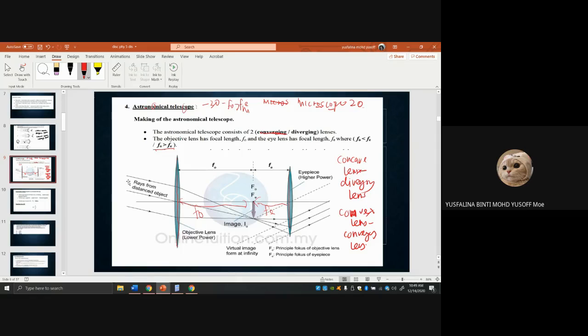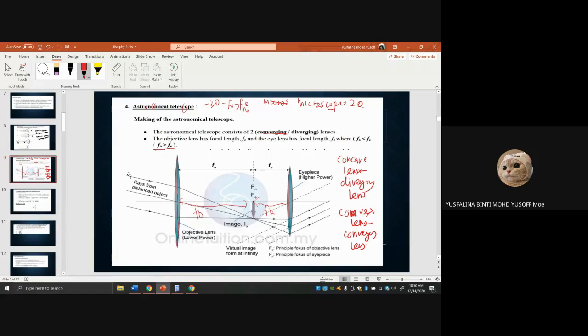You want to see a star, a moon, or a planet. Then they will form the first image here, at FO or at FE. The first image formed here will become the object for the eyepiece here, and then it will produce the second image, which is actually at infinity. So there are two images formed for the telescope. The first image is from the first lens, the objective lens.